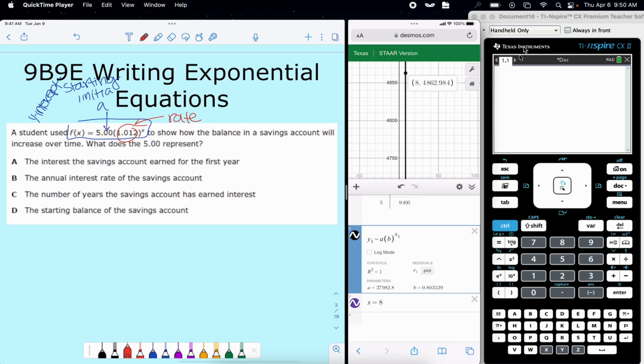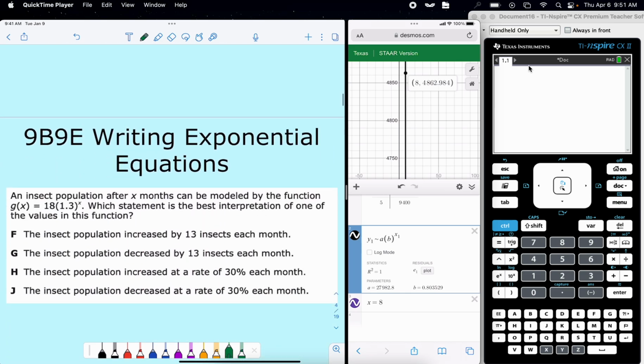But we're not even worried about B. Anything that has an answer, get rid of it. So A says, the interest the savings account earned after the first year. We don't have anything first. We're looking for these words right here, so get rid of A. The annual interest rate of the savings account: rate, we know, was B, so get rid of that. The number of years the savings account has earned interest: this doesn't have those words. Then C, the starting balance of the savings account. Starting. So D would be my answer.